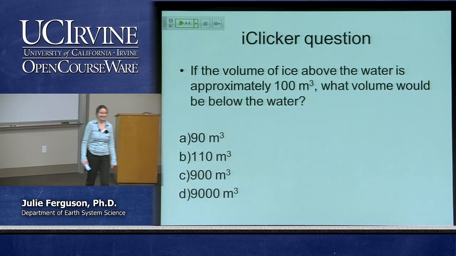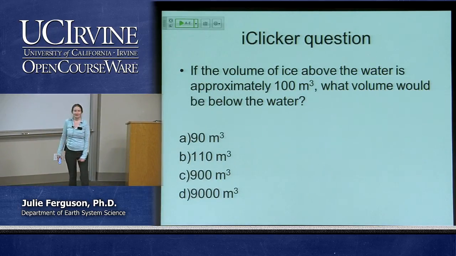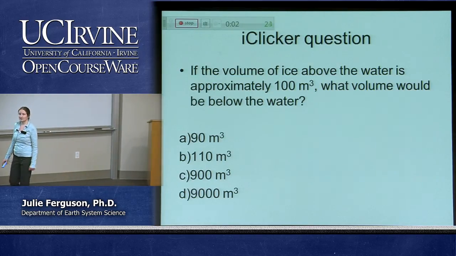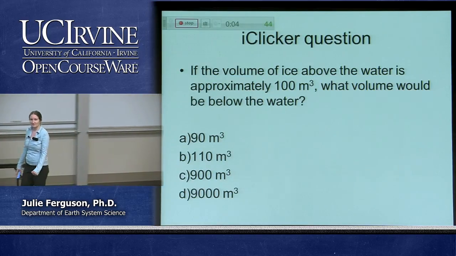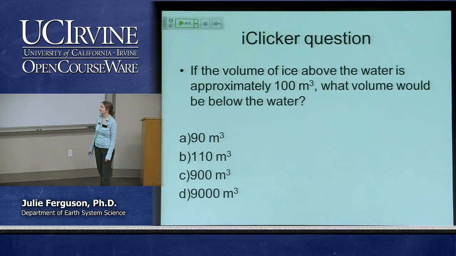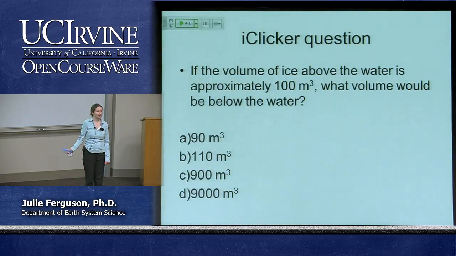But first, if the volume of ice above the water is 100 meters cubed, and remember 90% is below, what volume of water would be below the water? Okay. So if we have 100 meters cubed above my water, what am I going to have underneath? Okay, last few seconds. Right, let's take a look. If 90% is underwater, is there going to be more underwater or more above the water? More underwater, so it can't be 90 because there'd be less.